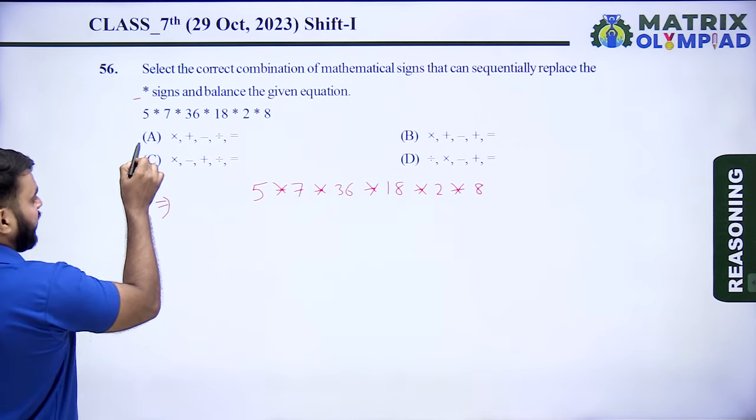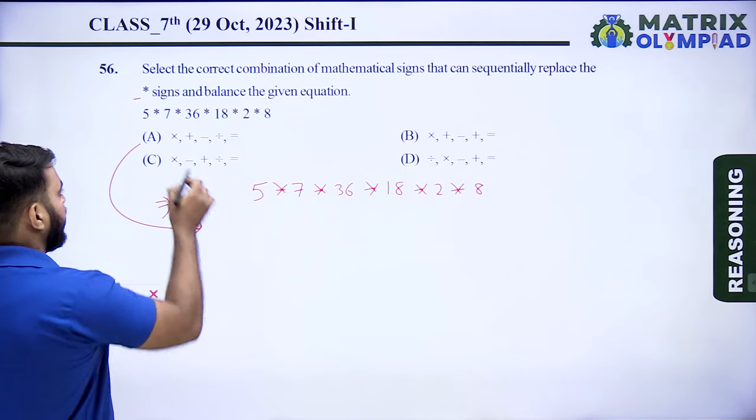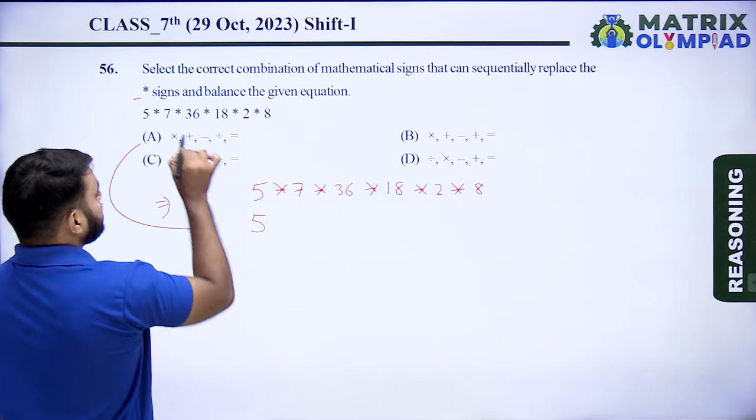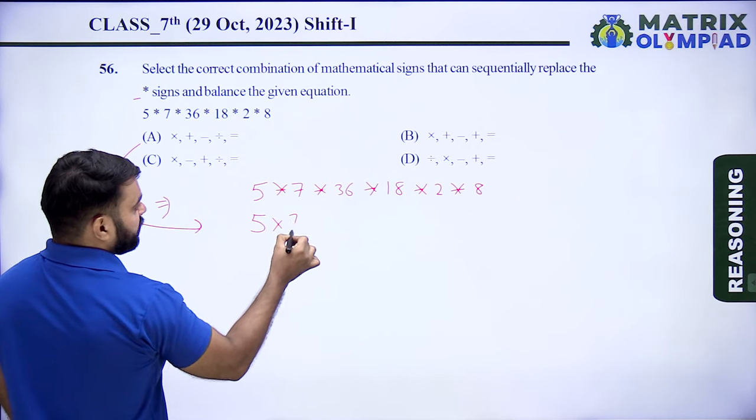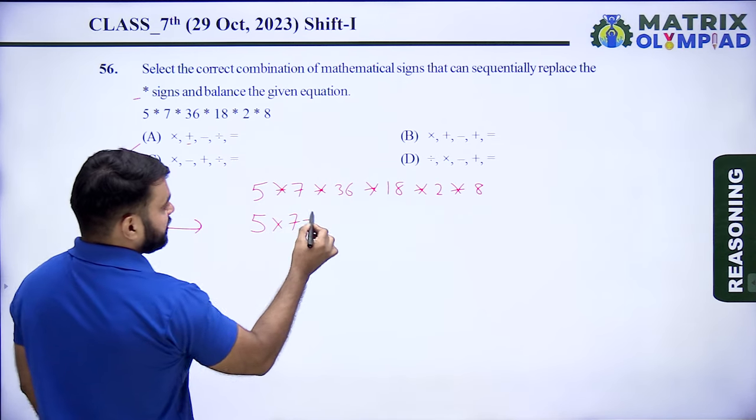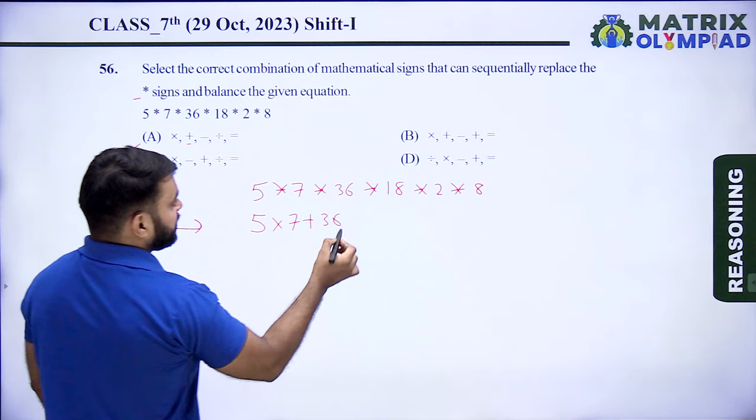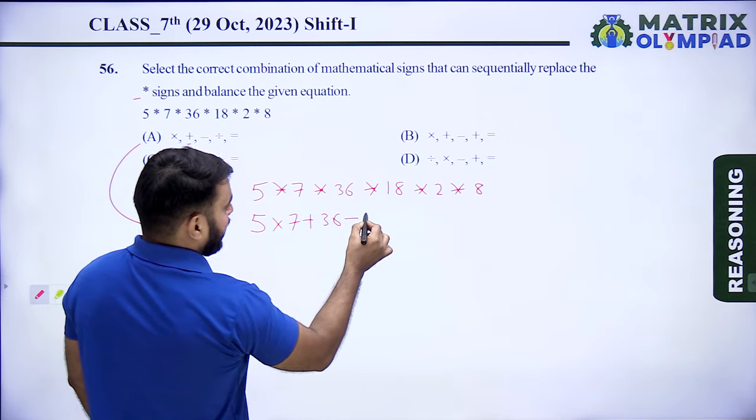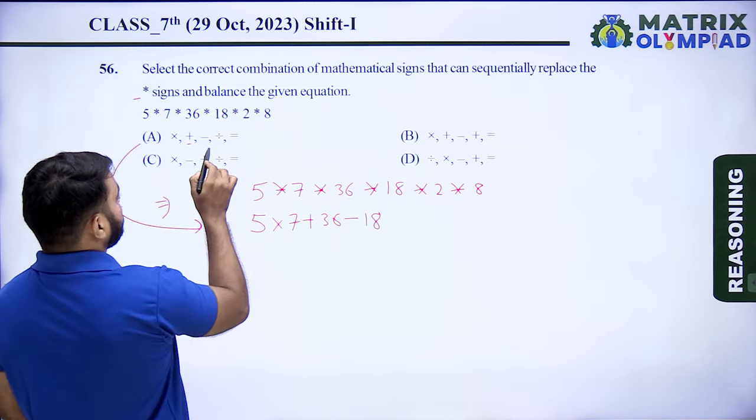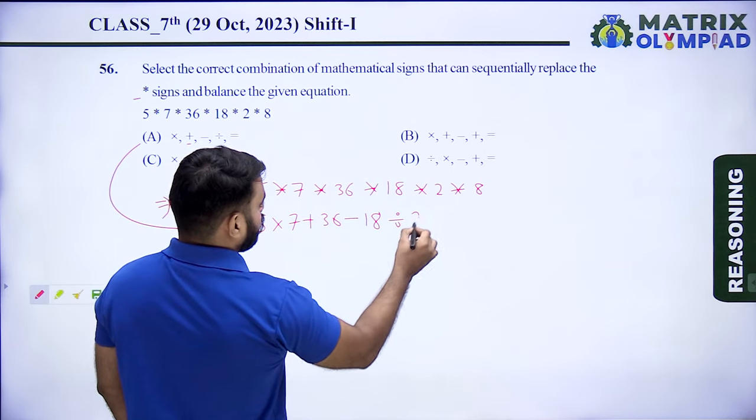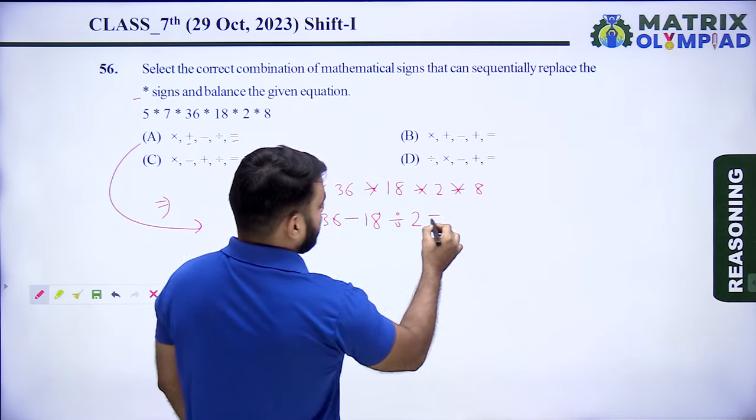So first taking option A. According to option A, 5, first abstract means multiply 7. Second abstract means plus 36. Third abstract means minus 18. Fourth abstract means divide 2. And fifth abstract means equals to 8.